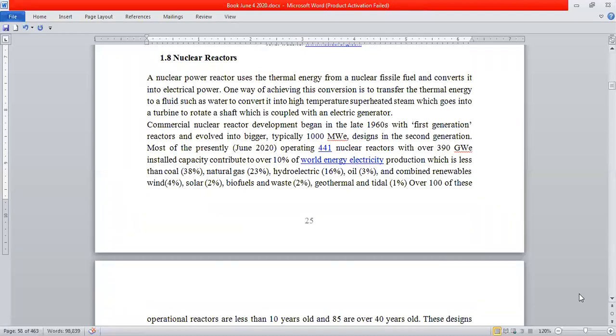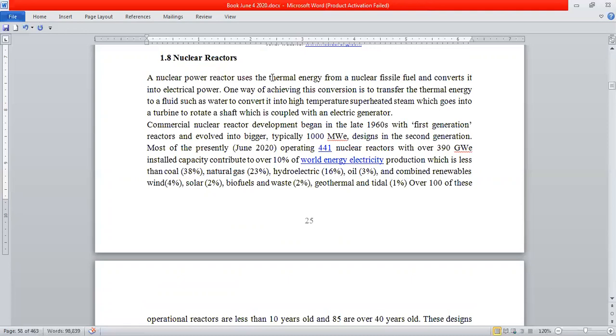So let's begin with nuclear reactors. First let's talk about nuclear power reactors. A nuclear power reactor uses the thermal energy from a nuclear fissile fuel and converts it into electrical power. And this is the electricity that we get in our homes.